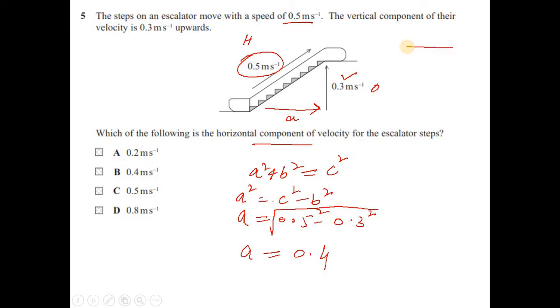This is a general idea. In any right angle triangle, if the hypotenuse is 5 and one of the sides is 3, then the other side must be 4. Or if the hypotenuse is 5 and one side is 4, then the third side must be 3. This is called a Pythagorean triple, basically. So the option is 0.4.